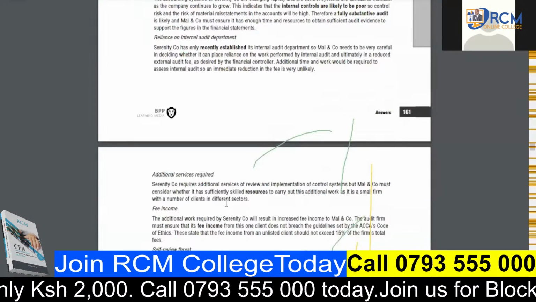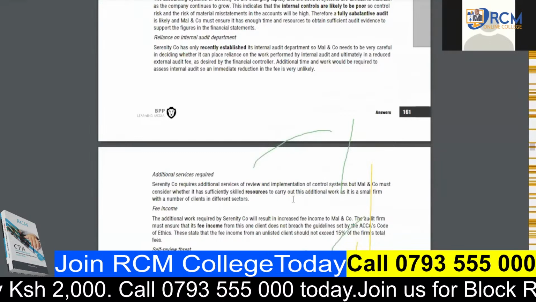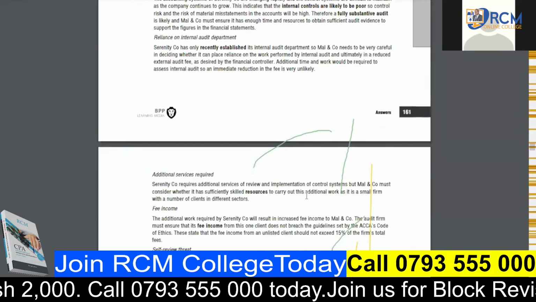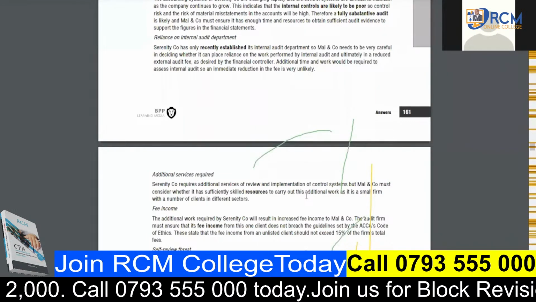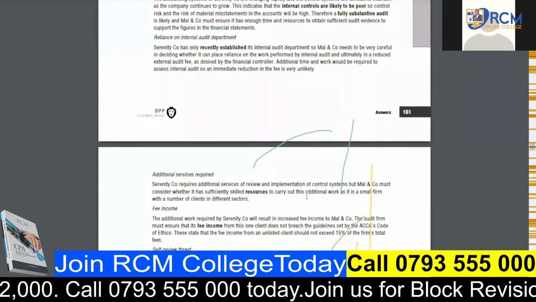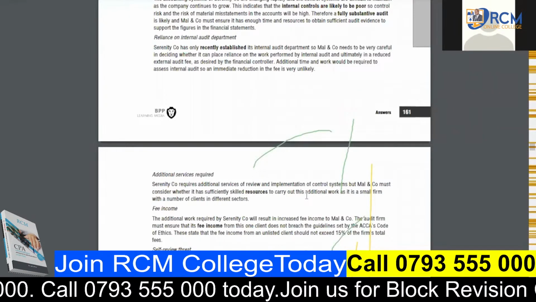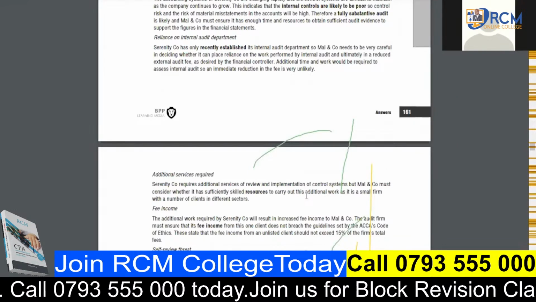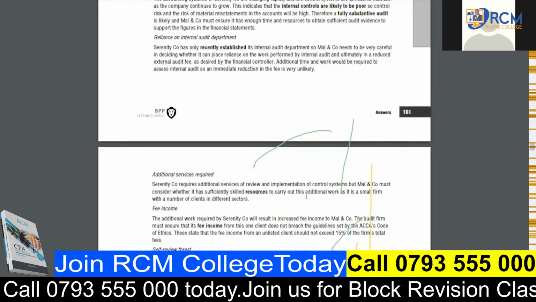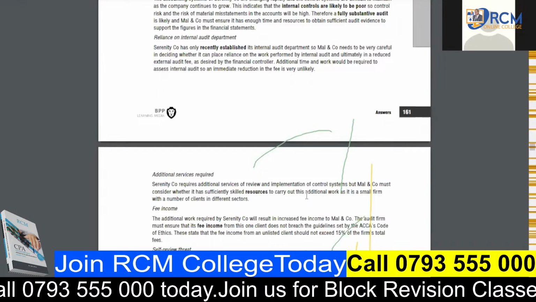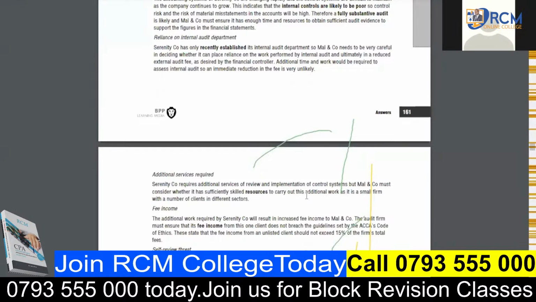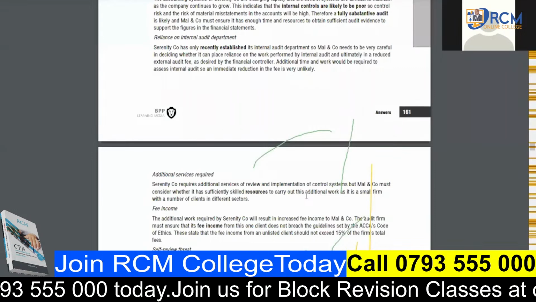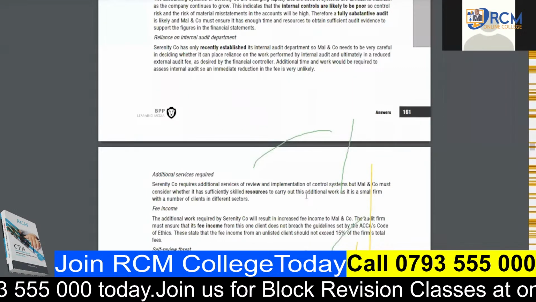Additional services required. Serenity Company requires additional services of review and implementation of control systems, but Marland and Company must consider whether it has sufficient skilled resources to carry out this additional work, as it is a small firm with a number of clients in different sectors. Fee income: the additional work required by Serenity Company will result in an increased fee income to Marland Company. The audit firm must ensure that its fee income from this one client does not breach the guidelines set by IESBA. This states that the firm's fee income from an unlisted client should not exceed 15% of the firm's total fees.